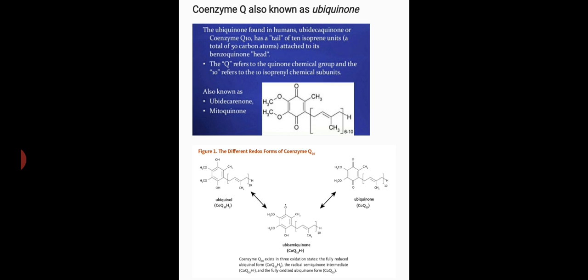Coenzyme Q, also known as ubiquinone, is a benzoquinone linked to a number of isoprene units. It is named ubiquinone because of the ubiquitous nature of the quinone.